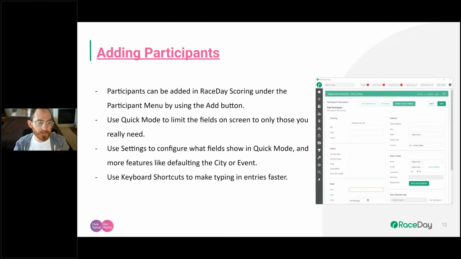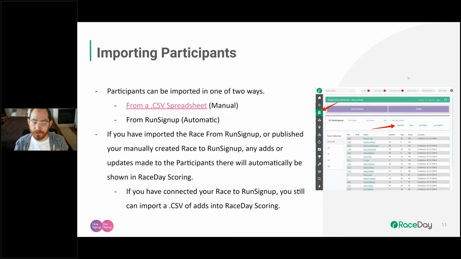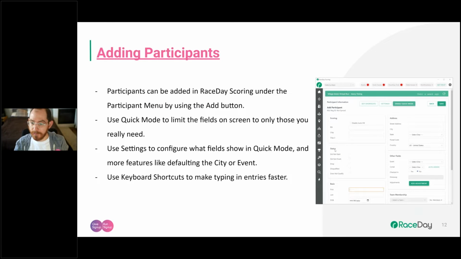So participants can be added in RaceDay scoring under the participant menu by using the add button. So on here, you'll see next to the import button, add. And that just lets you type in the registrant information into a form.